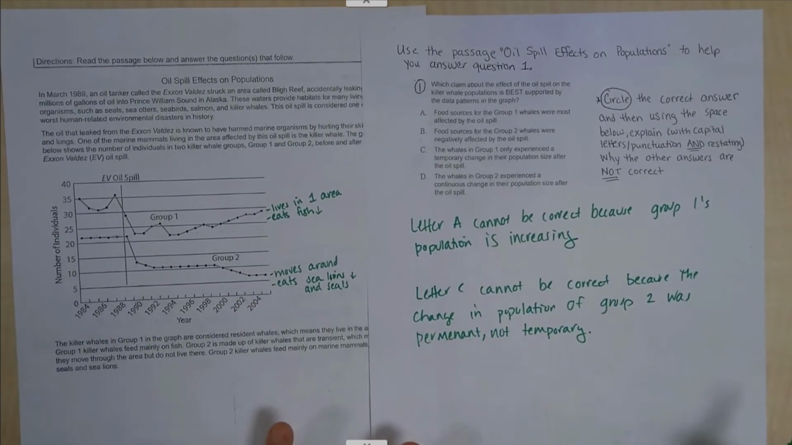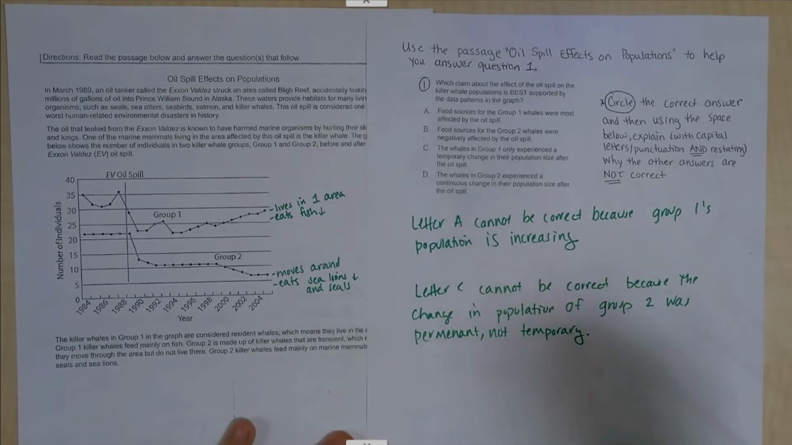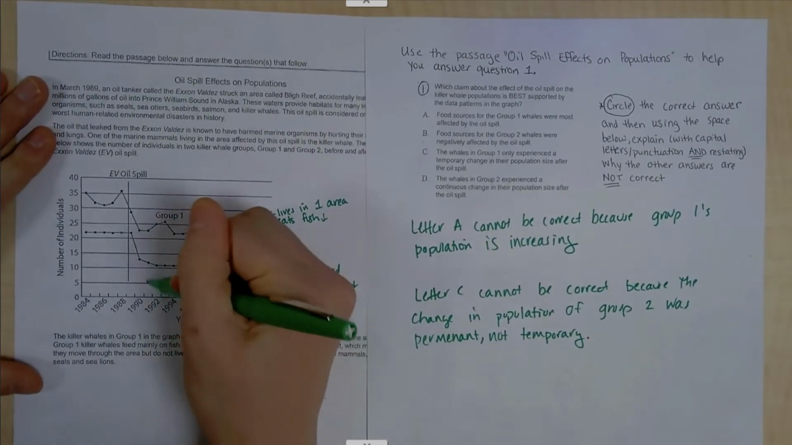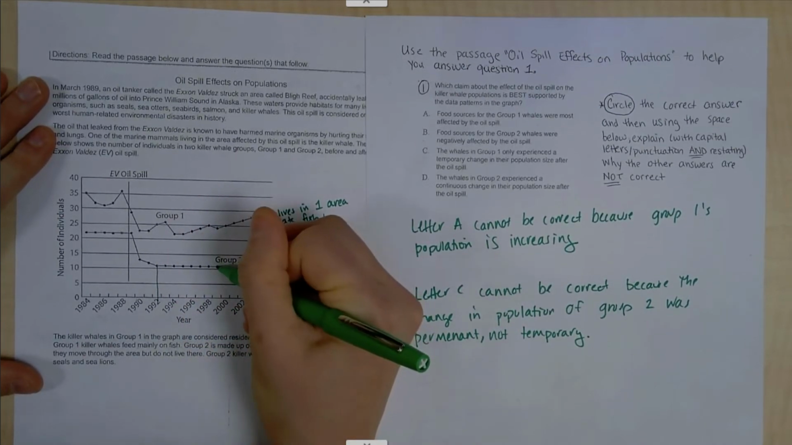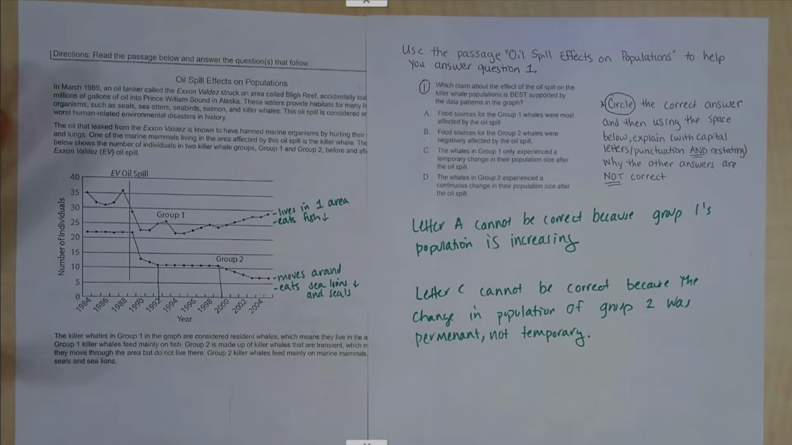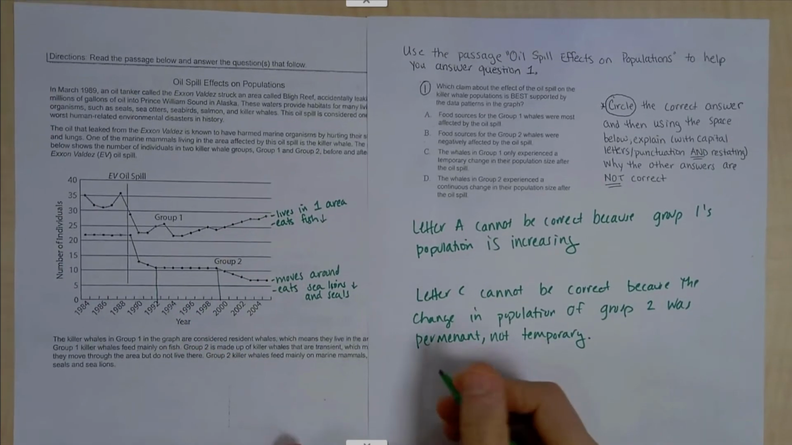Letter D, the whales in group 2 experienced a continuous change. Continuous means that it's steady, continuous change in their population size after the oil spill. So continuous means like it's always changing. So if I'm looking at group 2, I see it, what is that, about 1991, 92 to about 2000. It's staying exactly the same, so it's not continuous, it's not changing a bunch. So it can't be letter D.